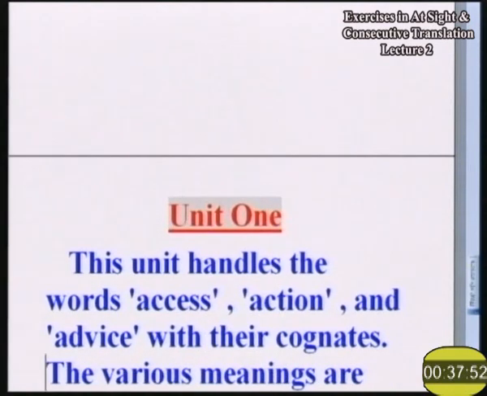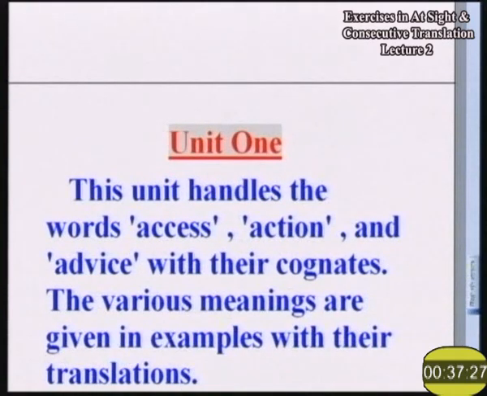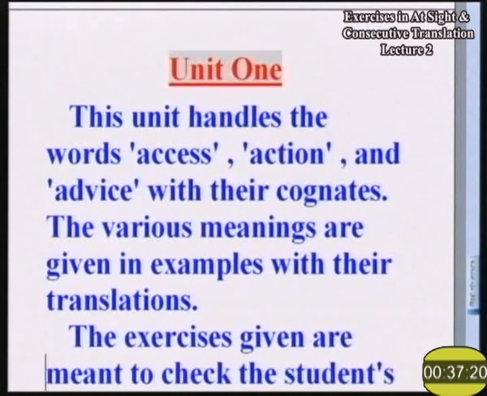Unit 1. This unit handles the words access, action, and advice with their cognates. So actually we'll be dealing with three words: access, action, and advice with their cognates. Now cognates mean their different meanings or related meanings. The various meanings are given in examples with their translations. We'll see the words in context. Again, I'm repeating the word context.